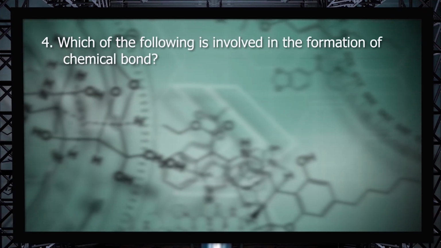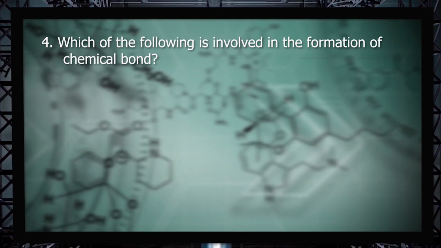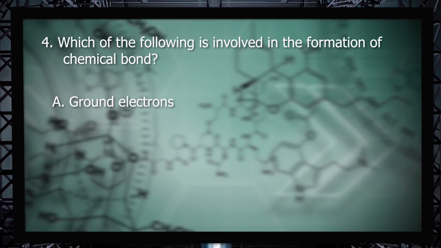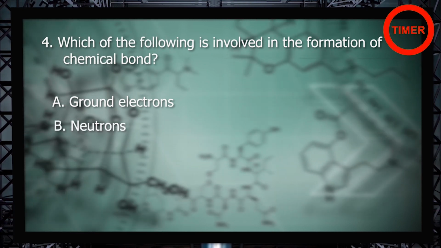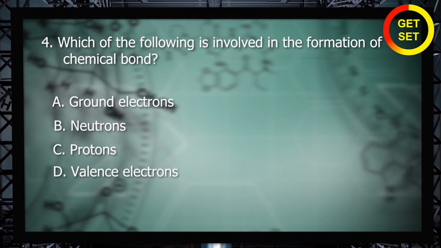Number 4. Which of the following is mainly participating in the formation of bonds? A. Ground electrons. B. Neutrons. C. Protons. And D. Valence electrons.